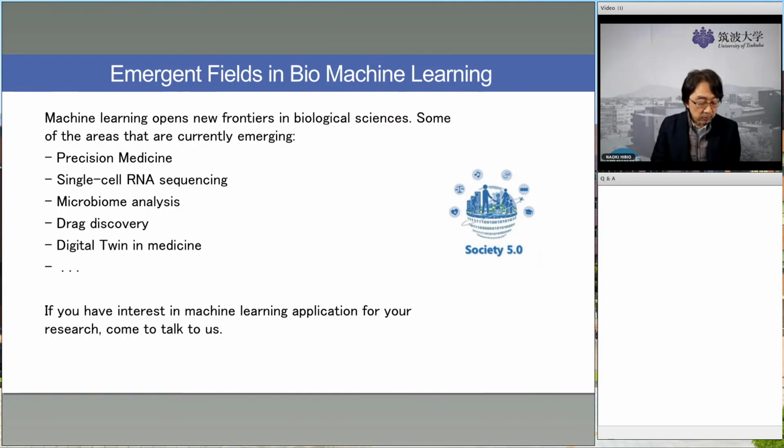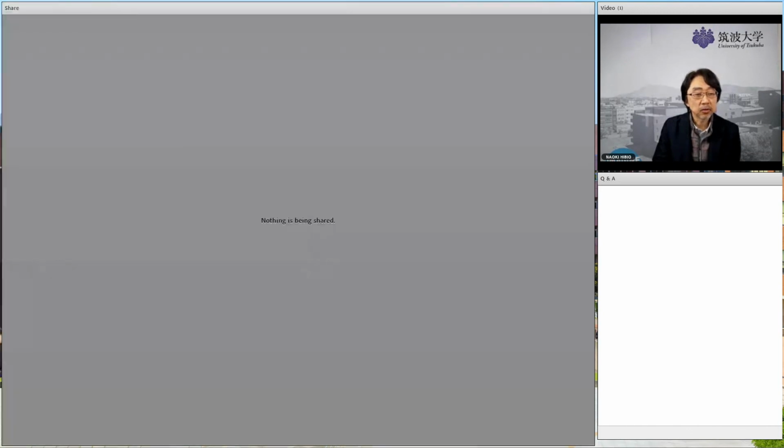Okay, I'd like to finish my lecture by mentioning some new areas and research opportunities that machine learning opens in biomedical science. Some of the areas currently emerging are precision medicine, single-cell RNA sequencing, and so on. If you have interest in machine learning application for your research, come to talk to us.